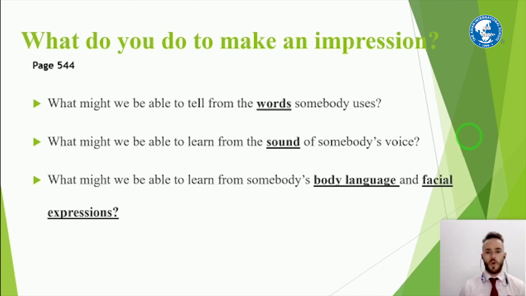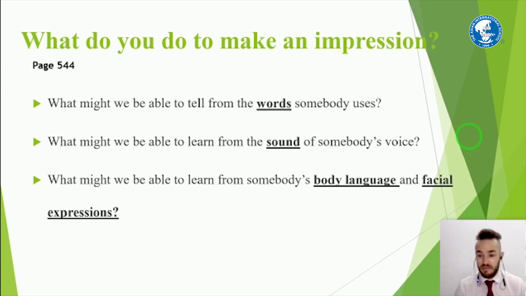Third, what might we be able to learn from somebody's body language and facial expressions? Again, I think confidence is a big one here. The way people are stood, the way they're holding themselves, definitely tells a lot about confidence. Facial expressions, maybe some people have kind faces, maybe people look scary or strict or hard to approach. Those are all things we can gauge.